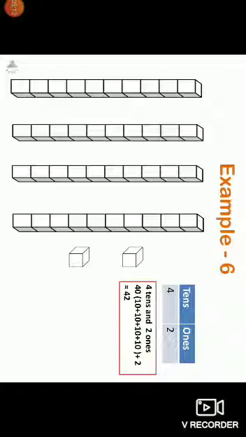4 tens means 4 times tens. It makes 40 plus 2. So what is the result? 40 plus 2 makes 42.